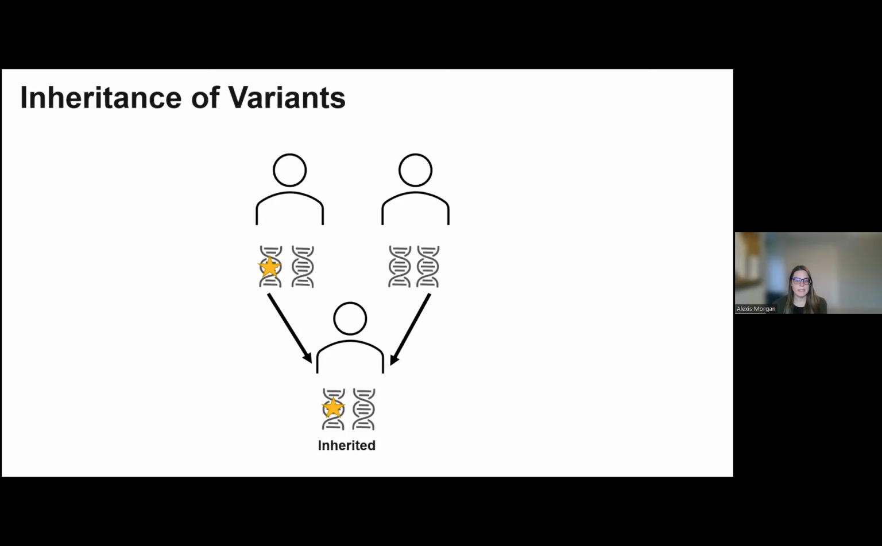When a variant is inherited from a parent, that means the individual's parent also has the same variant that was identified in their child. The star in this picture represents a variant. It's seen in a parent, and it's also seen in the child, meaning it's an inherited variant. Paternal means it's inherited from the biological father, and maternal means it's inherited from the biological mother.